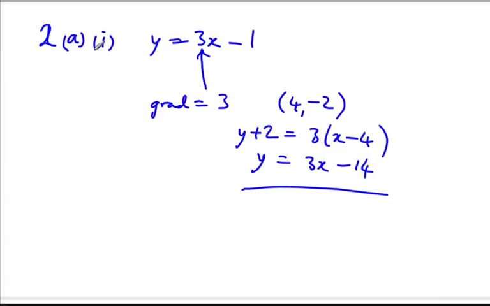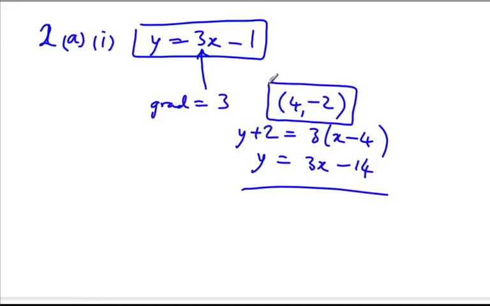Part 1 asks you to take this equation and create an equation which is parallel to it passing through this point. So all we need is the gradient, and the gradient must be the same gradient as this equation, so we use 3 for the gradient. We use the 3 and the point 4, negative 2, and we put it into y minus y1 equals m(x minus x1) and rearrange it to whatever form is convenient. I went for that one because it was easier that way.